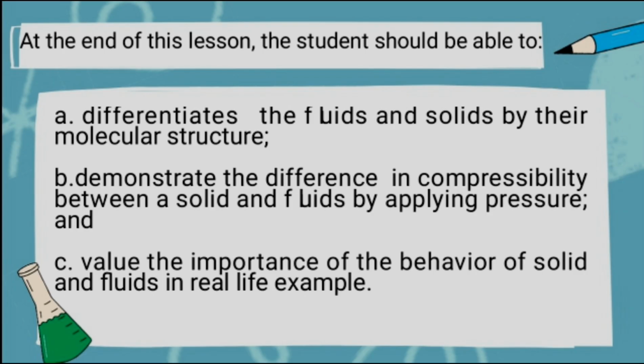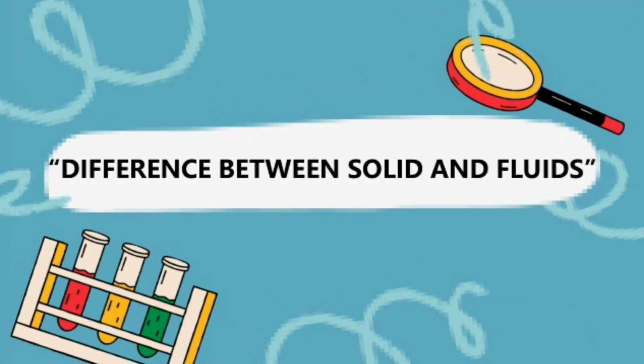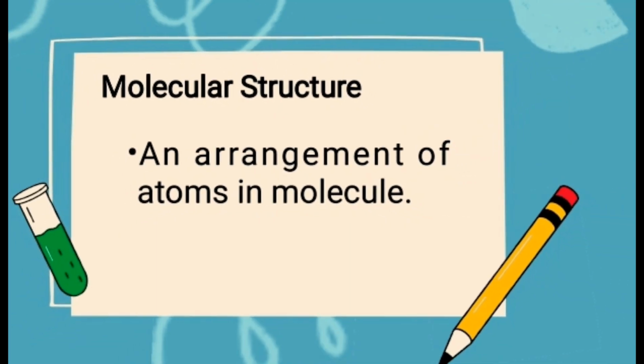As we all know, everything around us is made up of matter. When we say matter, it is anything that occupies space and has mass. Matter can exist in two fundamental states, which are solids and fluids, in which fluids are classified into liquid and gas. Today, we're going to deepen your understanding of the difference between solids and fluids, which differ in their characteristics because of their molecular structure. When we say molecular structure, it is the arrangement of atoms in a molecule.